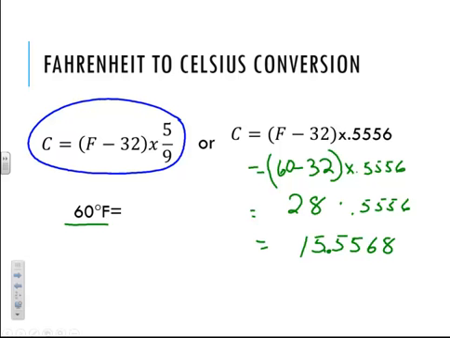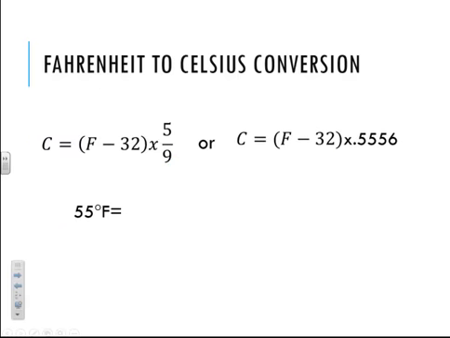We want to round to the tenths place, and if you remember how to round, we're going to round to this number. So we look at the number to the right of it, which would be this. If it's 5 or greater, we add 1 to that number. So the answer is 15.6 degrees Celsius.